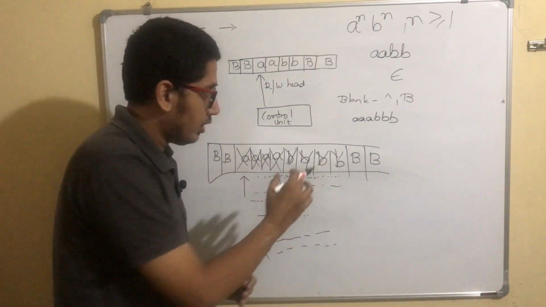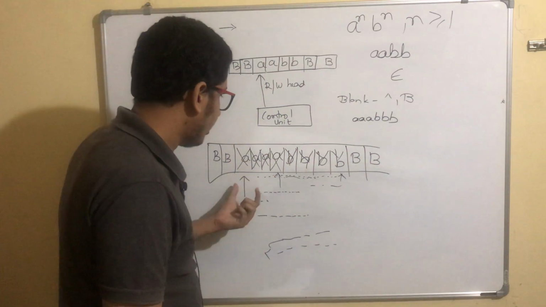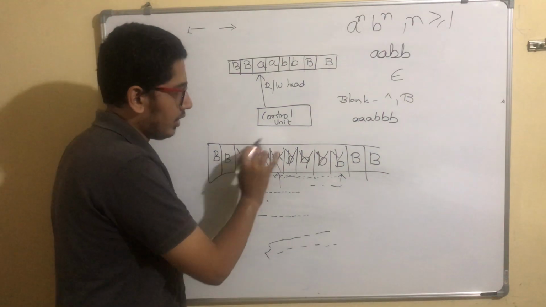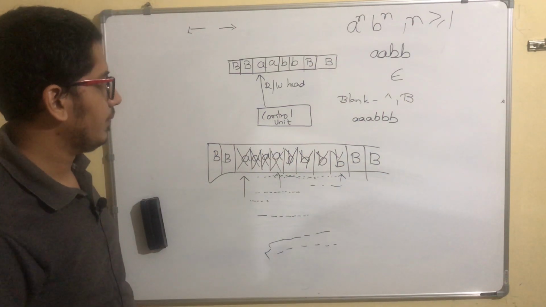It's accepted. It has come here, but I told you that the pointer should be in the beginning. So it's a convention that is followed. So again the pointer is made to come here. Here it stops. So this is how a Turing machine works.